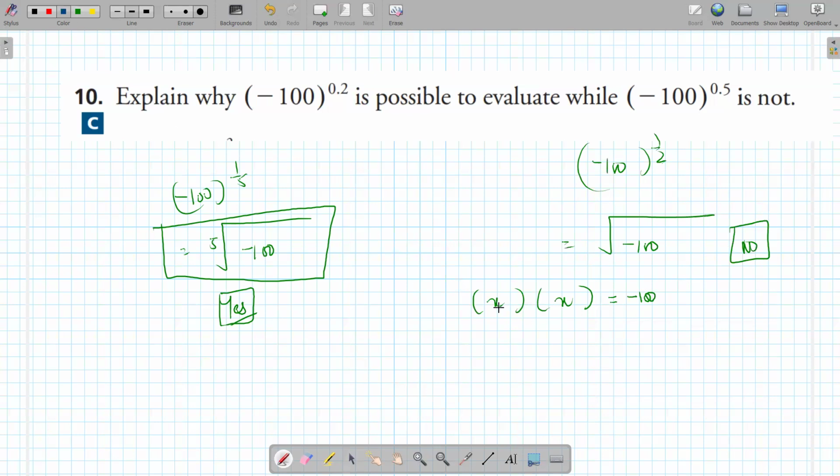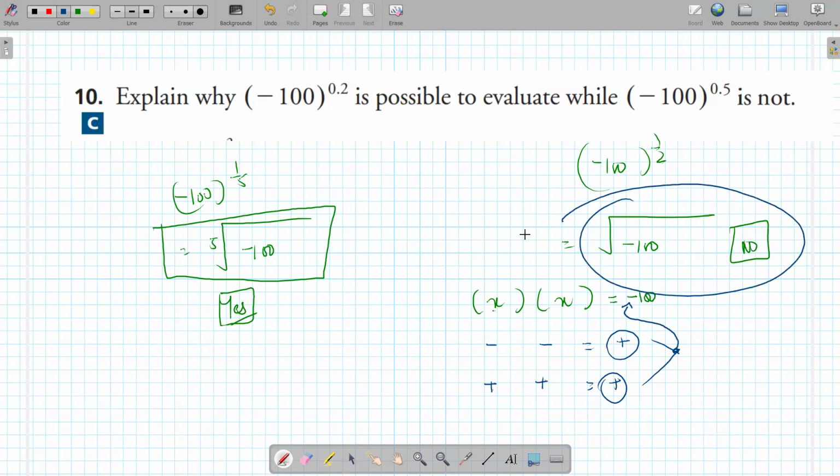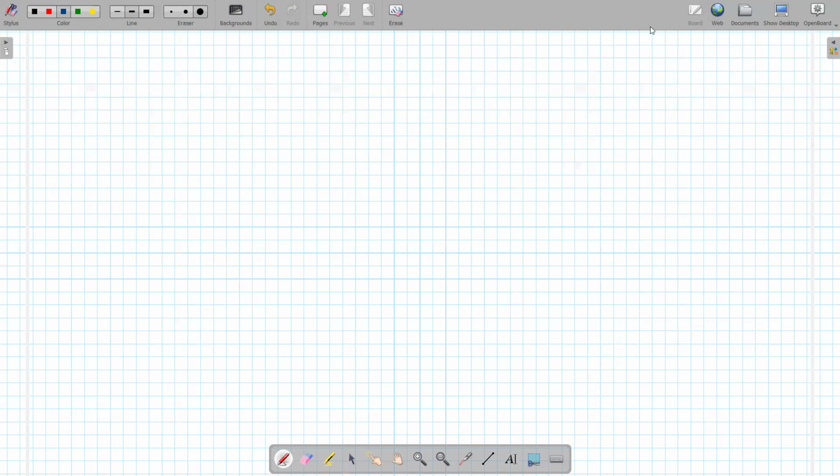because it's the same number, so they can't alternate in their signs. If the first one's negative, the second is going to be negative, which will give you a positive number. If the first one's positive, the second one is automatically positive because they're the same numbers. That'll also give you a positive number. There's no combination of possible numbers where you'll end up with negative 100. So no, this is not possible. You cannot take the even index of a negative number. Odd index is perfect, but even index is no good.